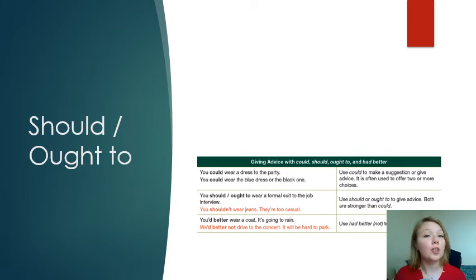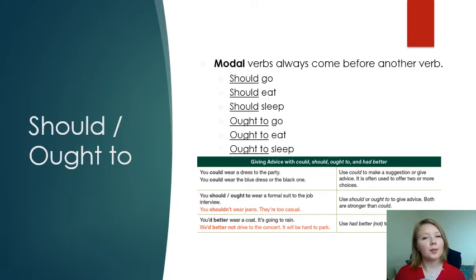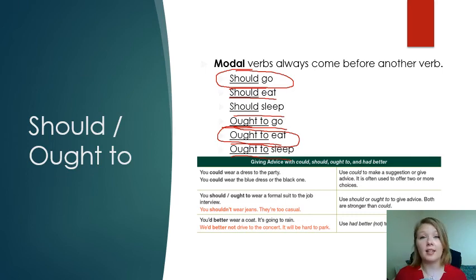Just like with could, modal verbs always come before other verbs. So, should go, should eat, should sleep, ought to go, ought to eat, ought to sleep. Let's come up with a few examples. You should go to school every day. You don't want to miss class. Now let's use ought to. You ought to eat a healthy breakfast so you feel energetic all day. You should sleep for 8 hours a night. That way you feel rested and ready for the day.